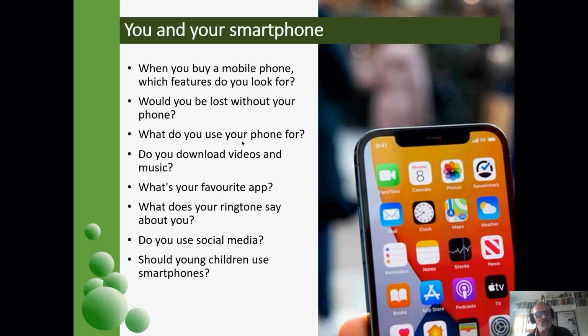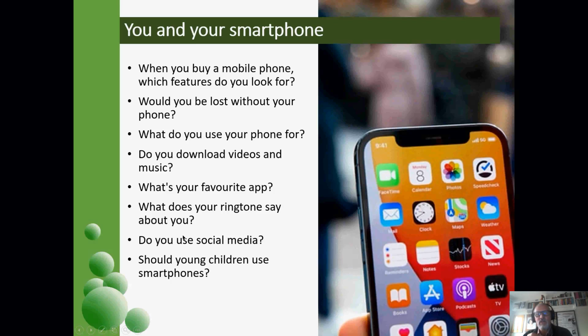But what do you use it for? What do you do with it? Are you so attached to it that it's become like a third arm? It's part of your being. What about social media, for example?